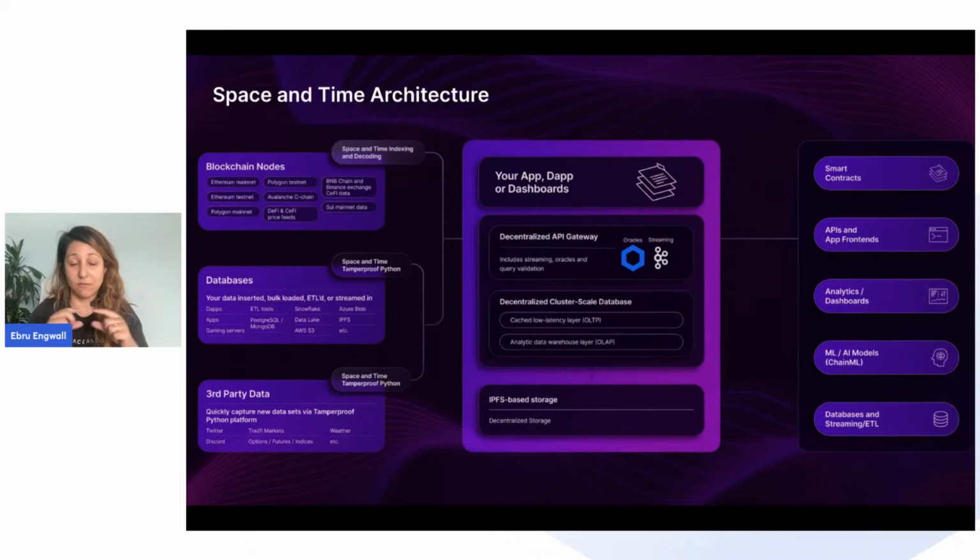It's the validator layer. The decentralized API gateway consists of data ingestion, streaming with Kafka, and this is also where you connect oracles and Chainlink to your smart contract.